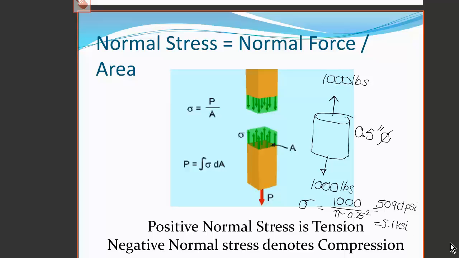So here we've calculated the stress from the force or the load. So this is the load being applied, and the load causes a stress, and this is the stress.